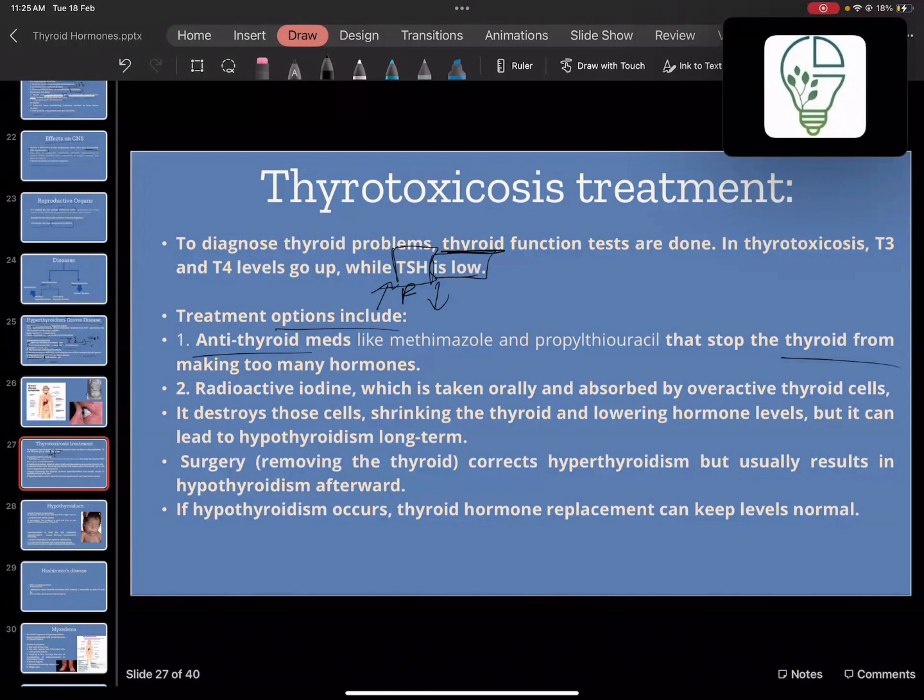So treatment options include anti-thyroid meds, you can read that later. They stop the thyroid from making too many hormones. We have radioactive iodine, which is absorbed by the overactive thyroid cells, and it destroys the cells, and it can cause hypothyroidism later on. We also have surgery, which is removing the thyroid, and this also causes hypothyroidism. But hypothyroidism can be fixed by hormone replacement therapy. Right? So we just give them the thyroid hormone artificially.